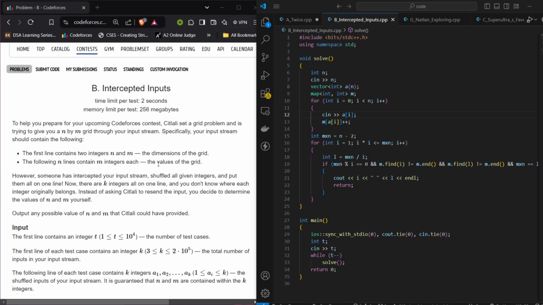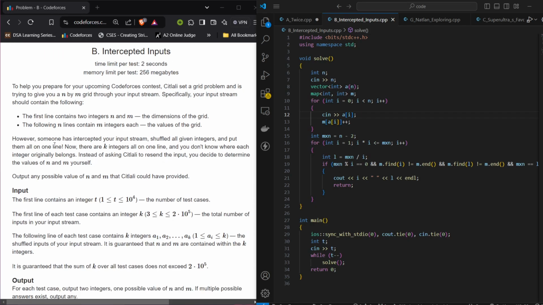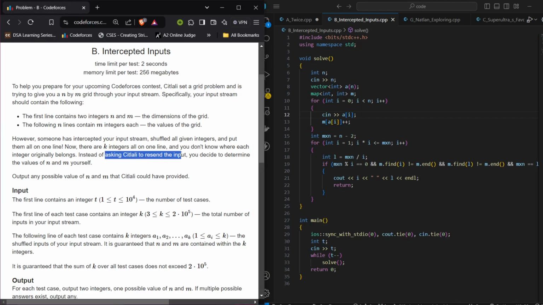So normally how we get input is what they have described. But somehow someone has intercepted your input stream, shuffled all the given integers, and printed them on a single line. So now, where I had n plus 1 lines, with n and m and then n cross m numbers, they are all in a single line, represented as k. We don't know which integer originally belongs to what, so we don't know which are the inputs and what n and m are. Instead, Lali wants to resend the input to you.